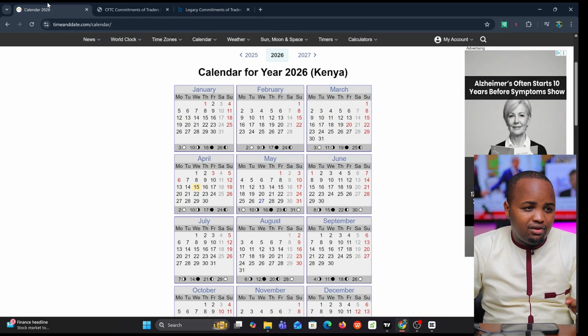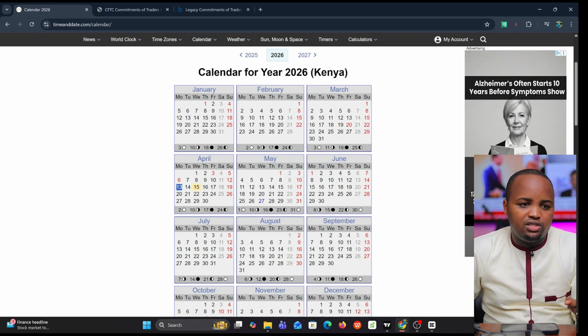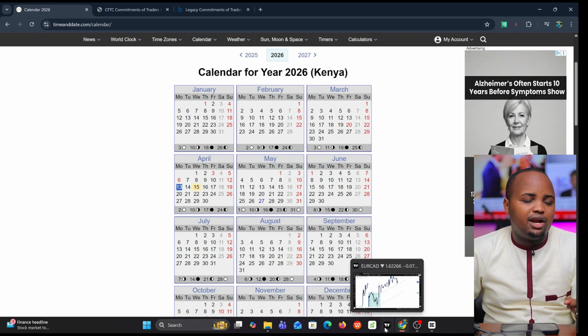So on our calendar, this data is released on April 10th, right? This is the 10th. Now we have Saturday. We need to give it time, because you can't trade at this time. You can't trade here. This is Saturday, this is Sunday. So we are going to check the market on the 13th of April 2026. That is what we are going to get right here.